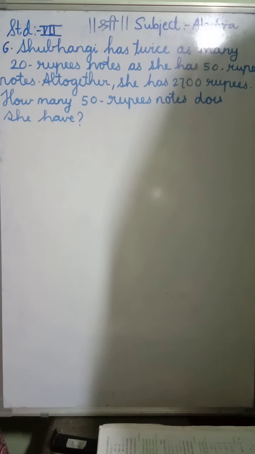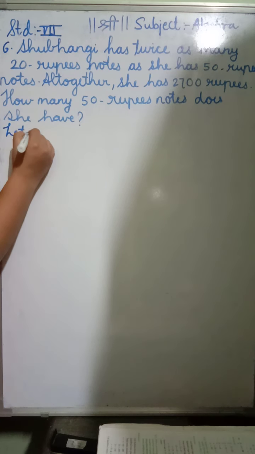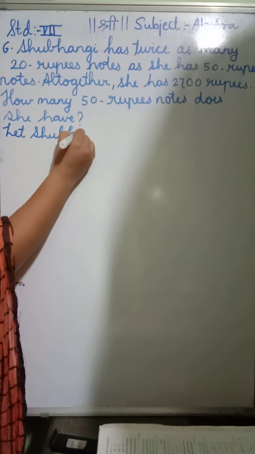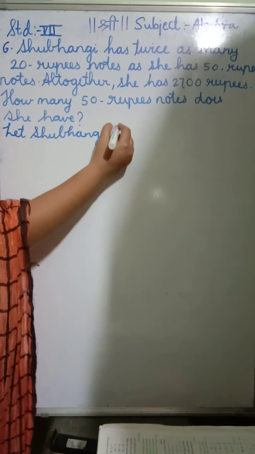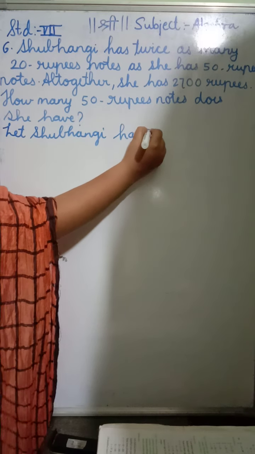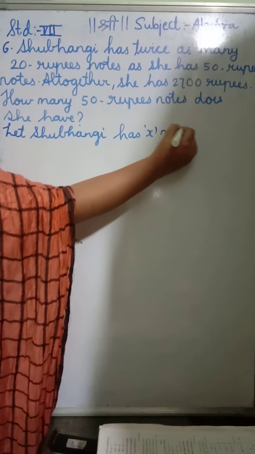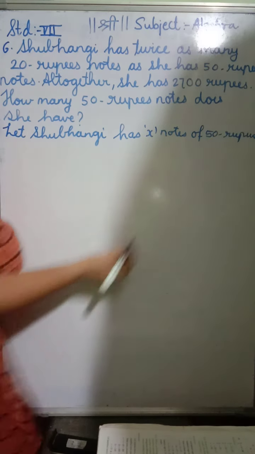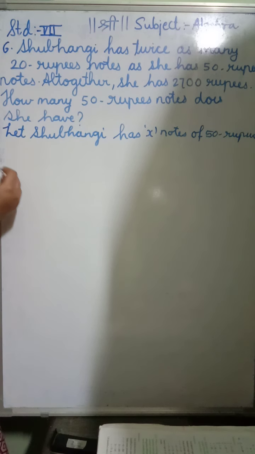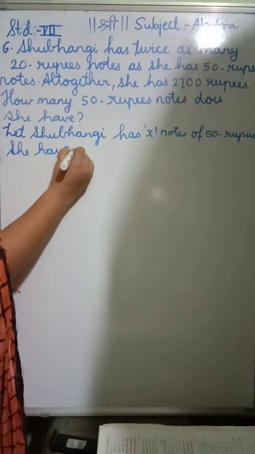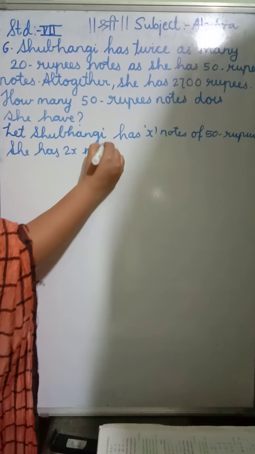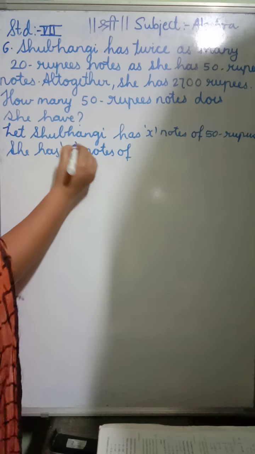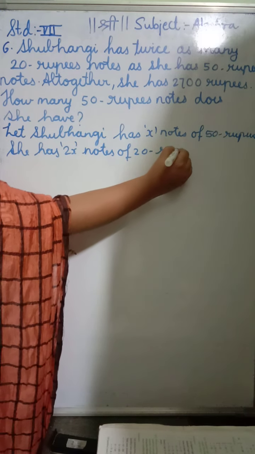Yes, that is about 50 rupees. Let Shubhangi has X notes of 50 rupees. Okay. X notes of 50 rupees. Therefore, how many notes will she have of 20 rupees? Yes, therefore, she has 2X, that is double, no? Notes of 20 rupees. Did you understand here?